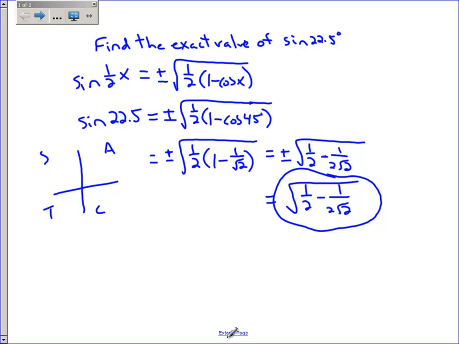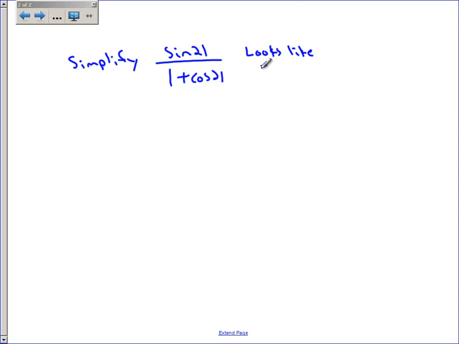Okay, then let's go to another page here and do another example. Let's simplify sine of 21 over 1 plus the cosine of 21. So let's go look at that formula chart and see what that looks like. You're going to see that this looks like a tangent of 1/2 x formula.